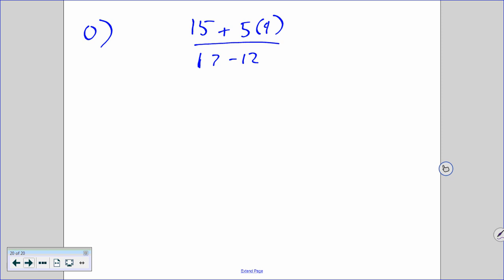Okay, and last one, people, is it 4? Can't read my own handwriting. Looking at problems. It is 4. Okay, so.